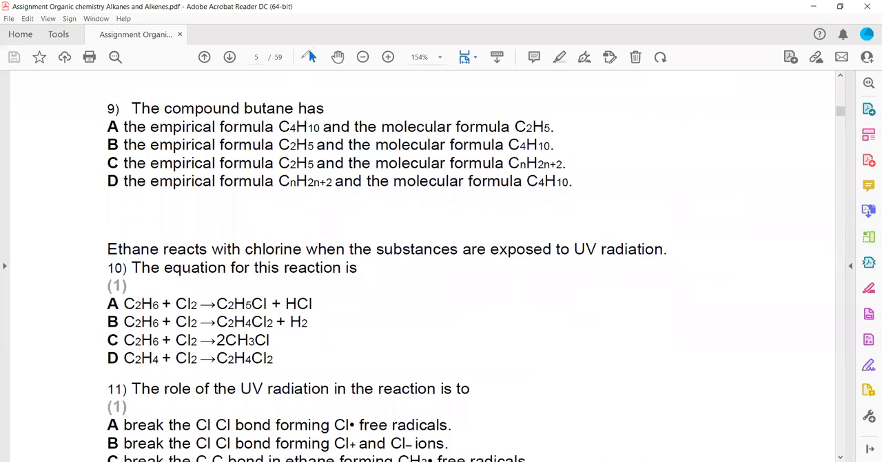Butane: "but" means 4 carbons, and it's an alkane with the general formula CnH2n+2. So C4, and 4 multiplied by 2 makes 8, plus 2 is 10. So C4H10. And what about the empirical formula? This is the molecular formula. Empirical is the simplest ratio, which will be 2:5. So the empirical formula is 2:5, and the molecular formula represents the actual number of atoms. That is why B is the right answer.